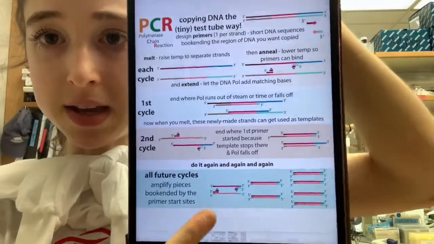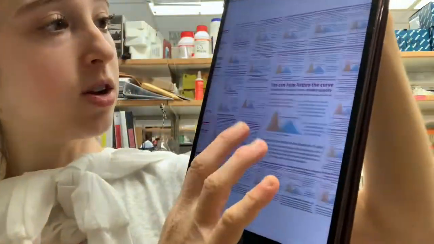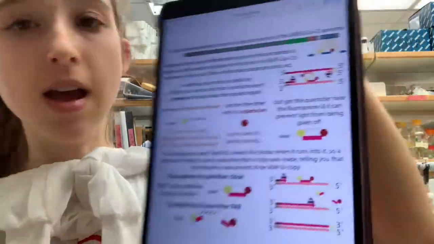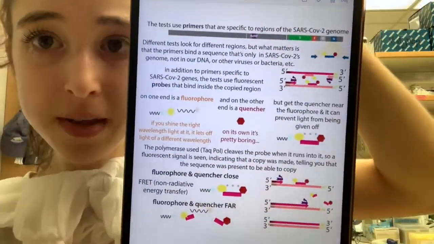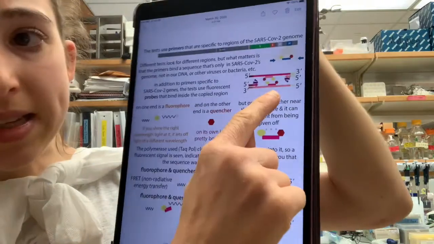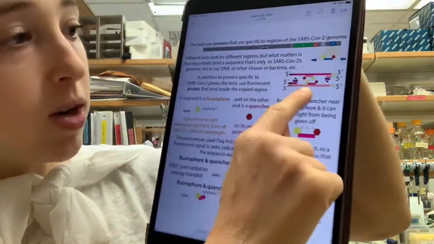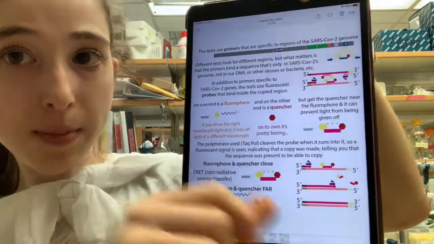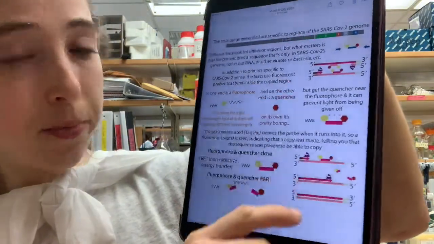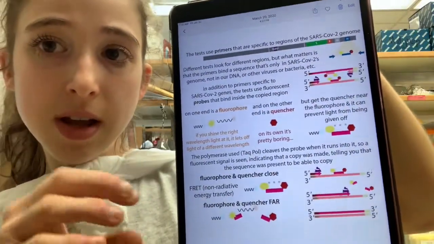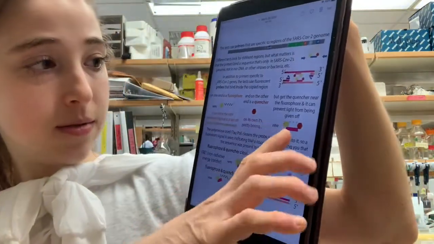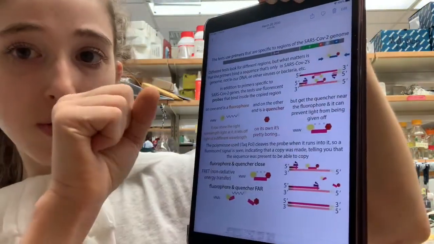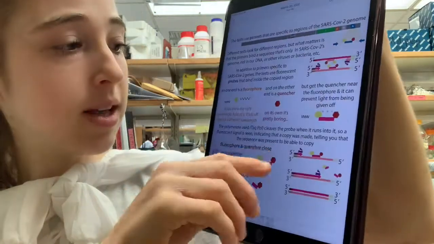So each time you're making another copy. And then I told you about this probe. This is another piece of DNA that binds in the region that you want to be copied. And then the primers will amplify, so they'll copy the region between those two. And when they do, they'll chew up this probe. So it has a quencher at one end and a fluorophore at one end.